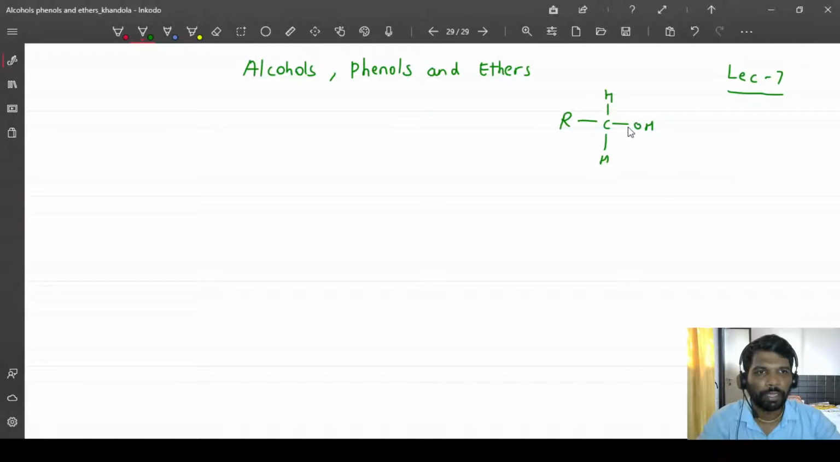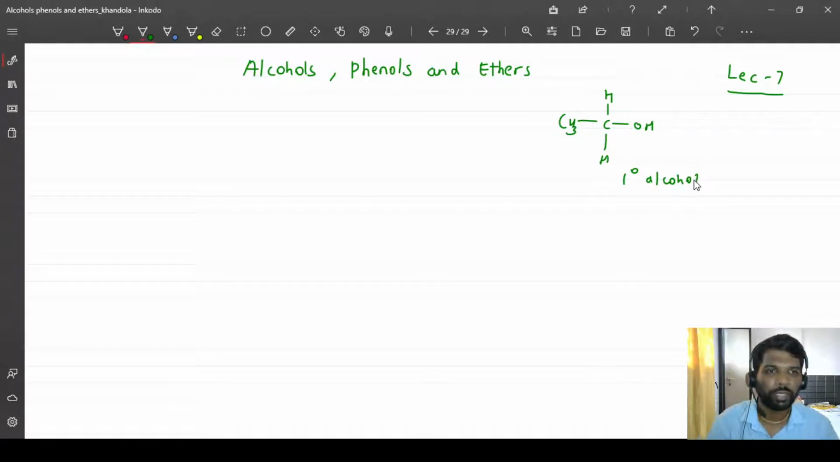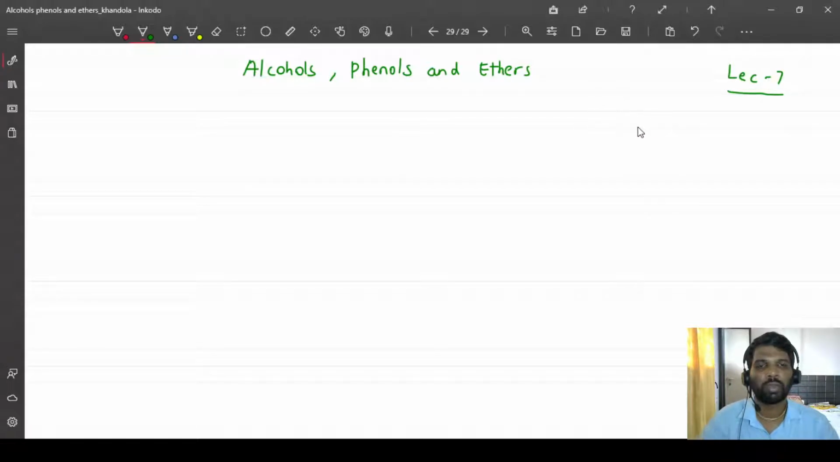And the degree of this alcohol: this is the carbon, and it is directly connected to a second carbon. This is also a carbon, no? Because this represents any group. It could be a methyl group. So this is a primary alcohol. So what is the conclusion? That if we do the reduction of the aldehyde, then we will get a primary alcohol.